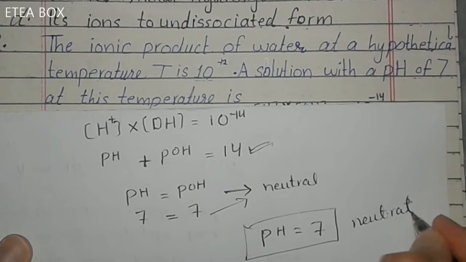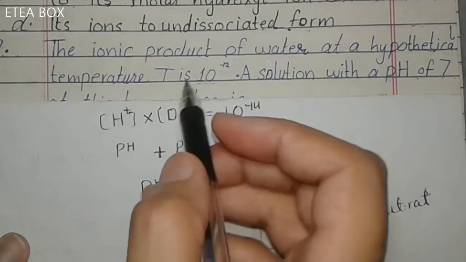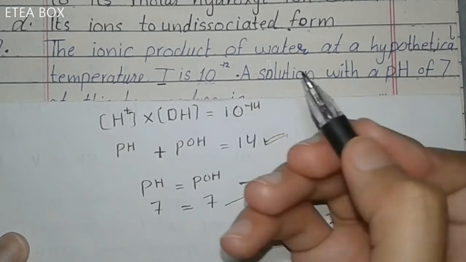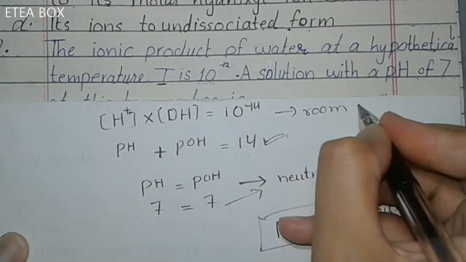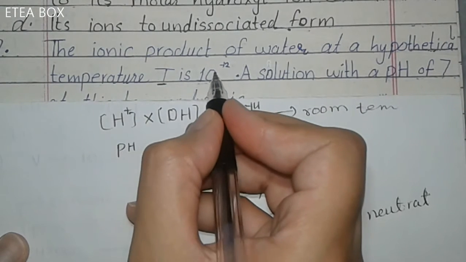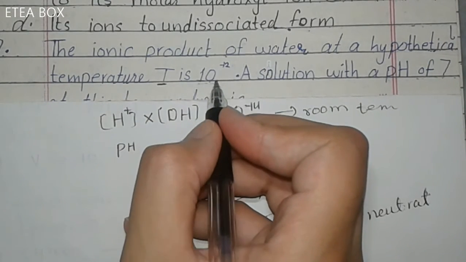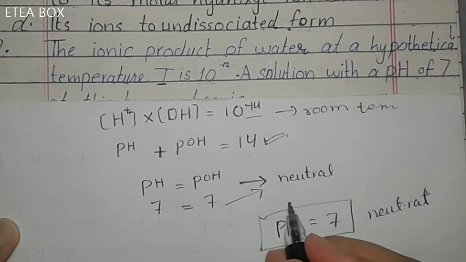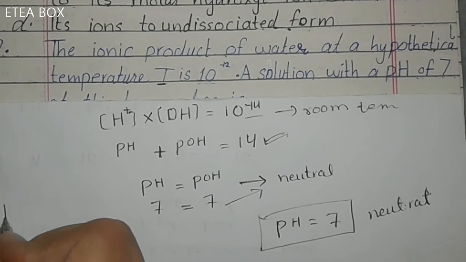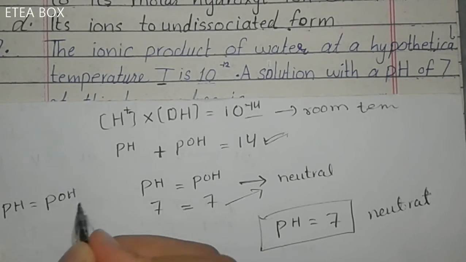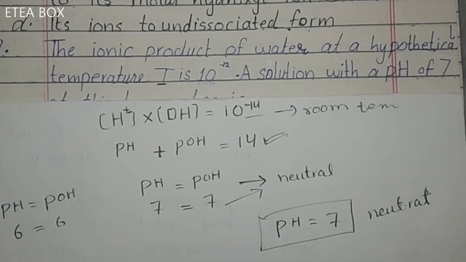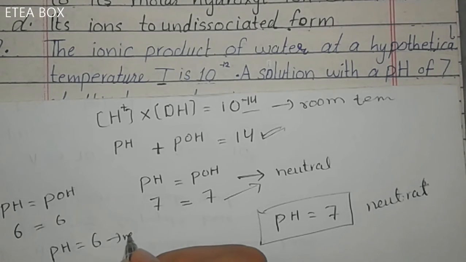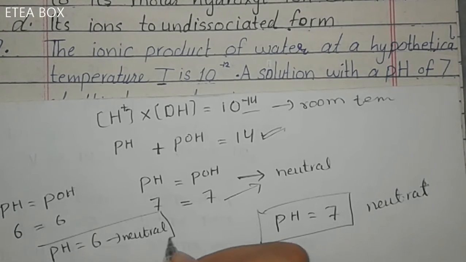Okay, neutral. But look at the MCQ. The ionic product of water at a hypothetical temperature T. Here the temperature is different. This one is at room temperature, okay. But the temperature is different and it gives ionic product of water 10 power minus 12, okay. Like if I put here 10 power minus 12, then what will be the neutral point? In that case, when pH is equal to pOH, here the neutral point will be 6 is equal to 6, okay. When pH is equal to 6, then it will be the neutral point of the solution, okay.